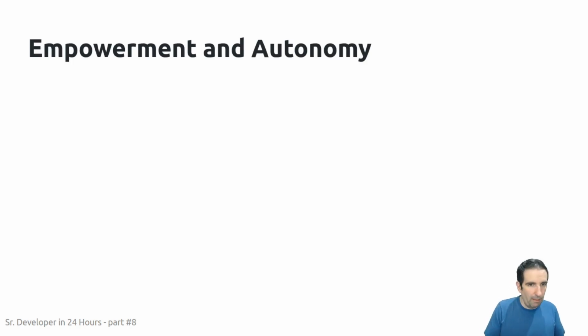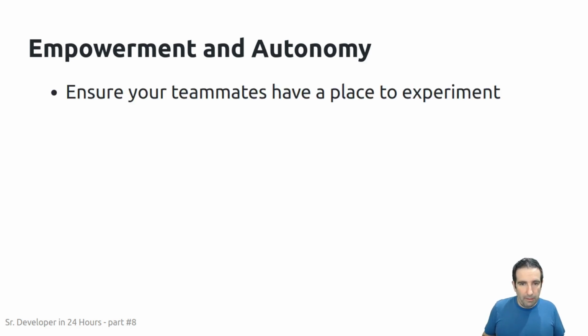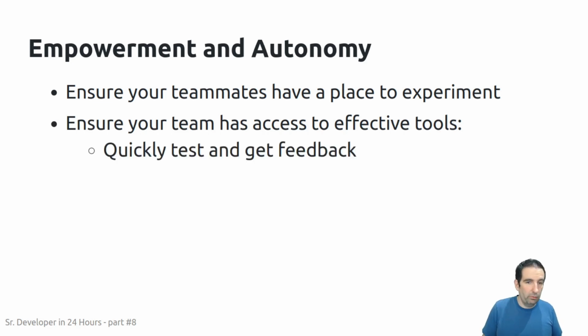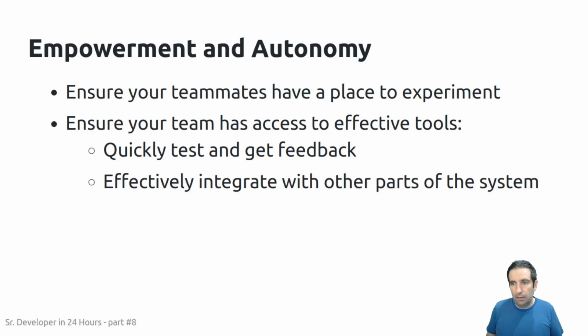Again, to keep up with the notion of agility, we also want to make sure that our team is empowered, that they have the level of autonomy that allows them to experiment in a safe place. We want to make sure that they have access to effective tools. And these tools, again, this ties back to what we were talking about, regular feedback. We want these tools to be able to quickly get them that feedback.